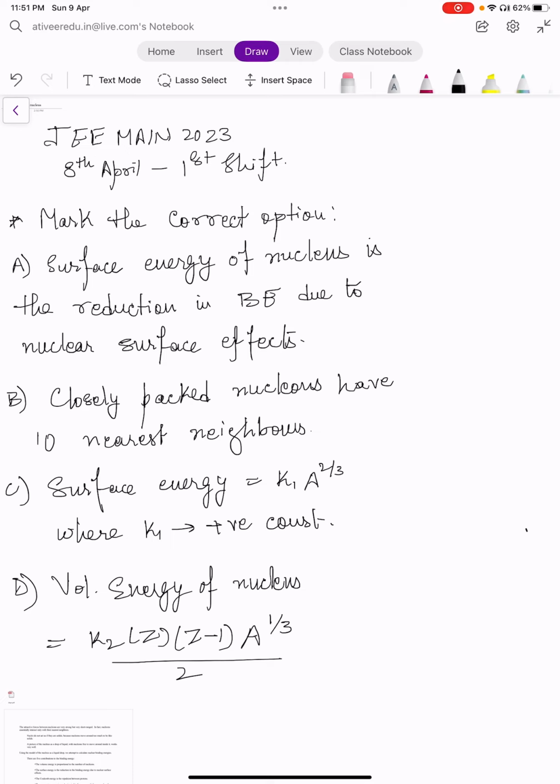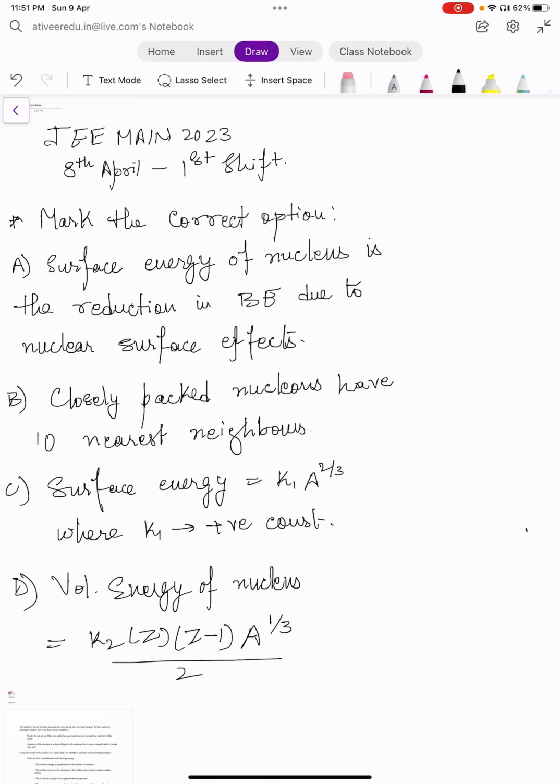Is it equal to K1 A to the power 2 by 3, where K1 is a positive constant and A is the mass number? And volume energy of the nucleus is given like K2 into (Z minus 1) A to the power 1 by 3 by 2, where K2 is a positive constant and Z is the atomic number of the atom. Now this is what the question is.